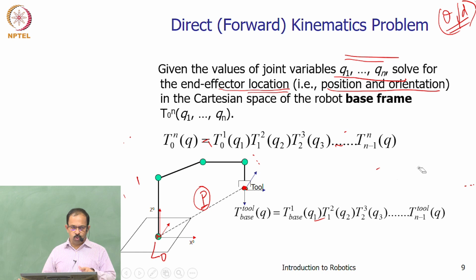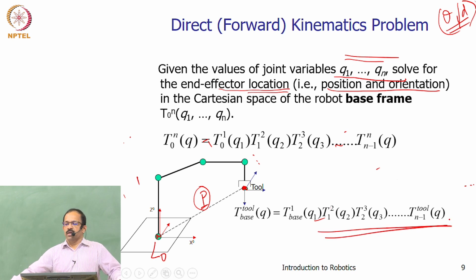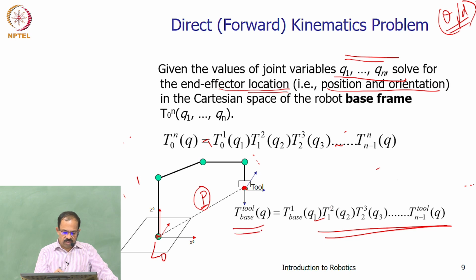So, now we are interested in the tool to base. This is the tool and this is the base. So, 1 to base, 2 to 1, 3 to 2, etc., up to n minus 1, will be the forward relationship for the manipulator. That is, if you know all the DH parameters, you will be able to find the relation between the tool and the base as a 4x4 matrix representation.